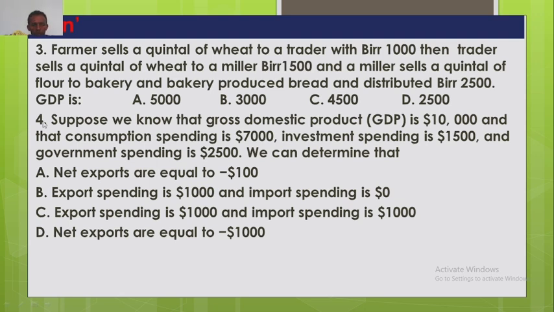Question 4. Suppose we know that gross domestic product is $10,000 and that consumption spending is $7,000. Investment spending is $1,500. Government spending is $2,500.